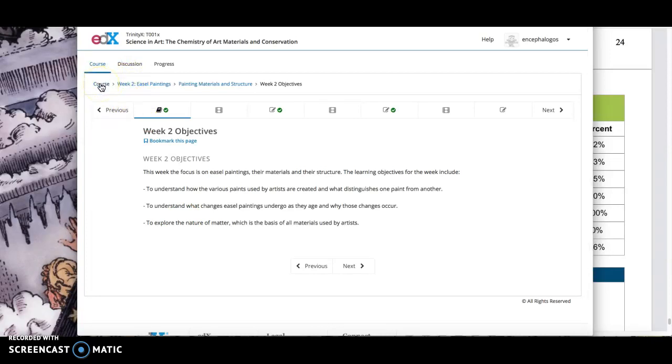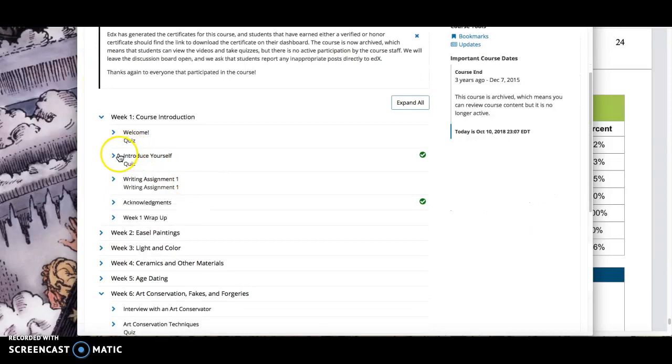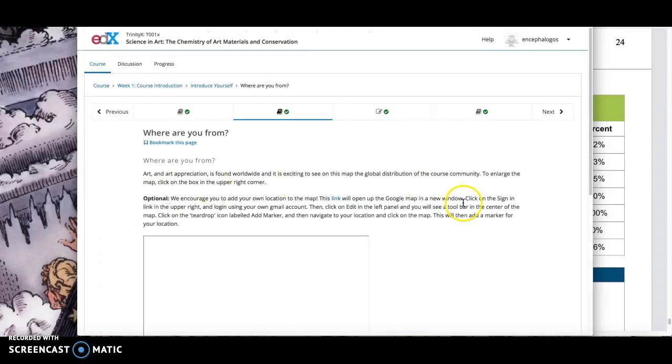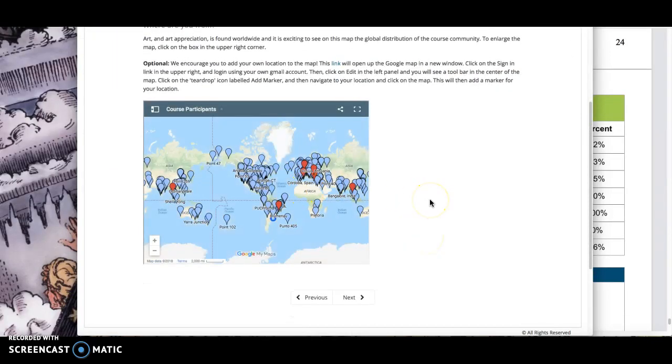So in week 1, he gives them the option to indicate where they are, and then he presents this great little activity where they can all see where every other student in the class is from. And I just thought that was a really interesting way to show how everyone's connected and give a broad perspective on all the people that are participating in the course.